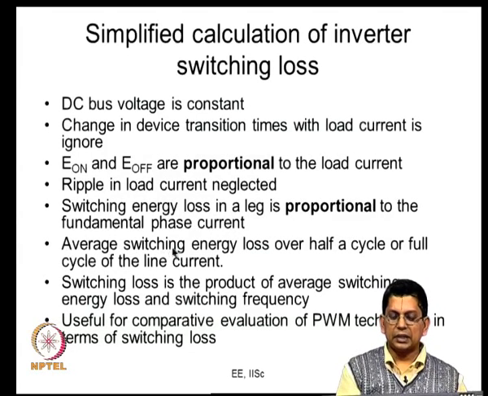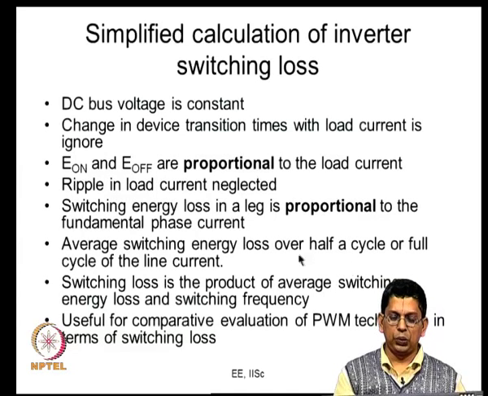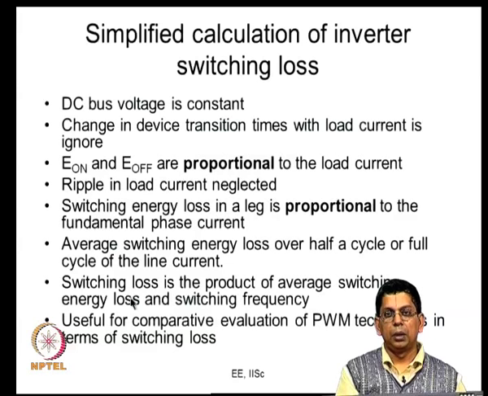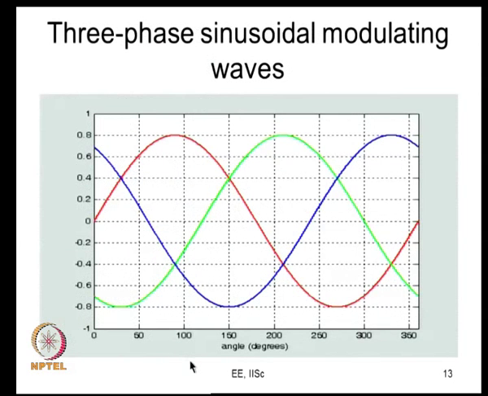So, getting its average value over a half cycle of the current waveform is very simple, because this E on, E off, and E on plus E off, they are also sinusoidal functions. So, you can very easily evaluate its average and you can come up with the power lost. So, it is easy to do this now. So, this is easy for us to do a comparative evaluation of these various PWM techniques in terms of switching loss. When you want to compare two different PWM methods, these simplifying assumptions make it really easy for you to do this. So, that will certainly be helpful for us in designing new PWM methods.